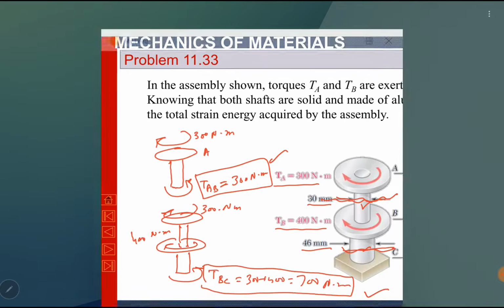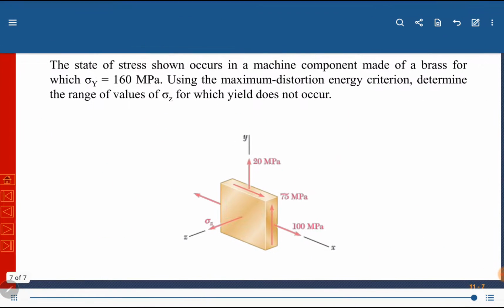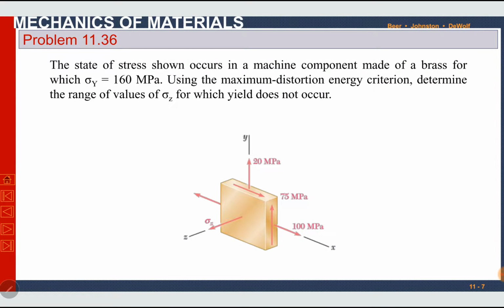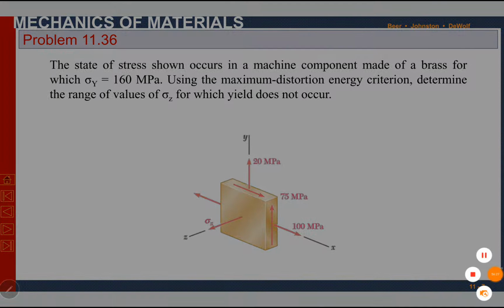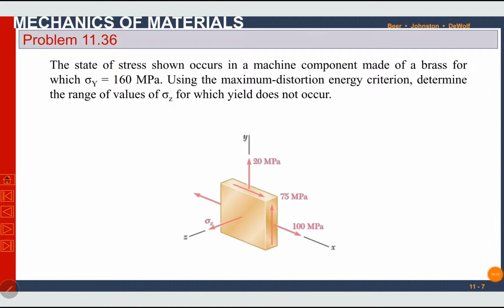Problem number 1136. The state of stress shown occurs in a machine component made of a brass for which sigma Y is 160 megapascal. Yield strength is given. This sigma Y, remember it, it is capital Y, so it is yield strength. Here sigma y is written small y, it is y direction. So this sigma y is small y, 20 megapascal.